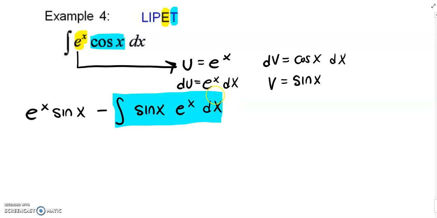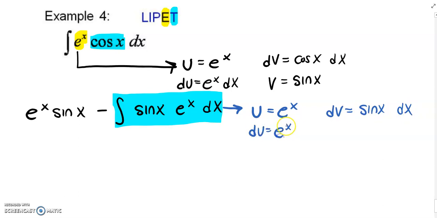And so with that, I'm going to go ahead, just like in example 3, highlight that in blue, and I'm going to do my work over in the blue pen. We're still going to want our u to be e to the x. Our dv this time should be sine of x dx instead. And doing our derivatives, we get that. And then whose derivative is sine? This would be negative cosine of x.